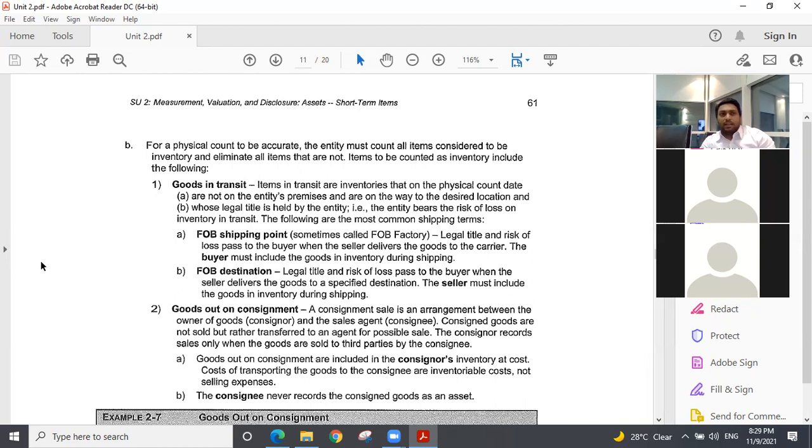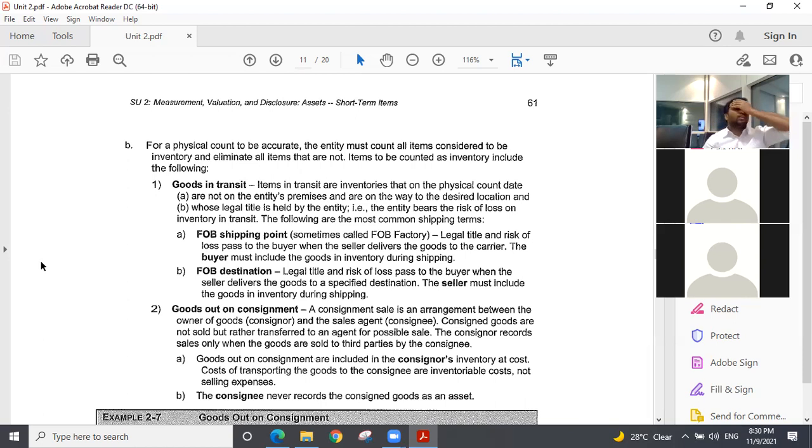Then goods out on consignment. A consignment sale is an arrangement between the owner of goods and the sales agent. The consigned goods are not sold but rather transferred to an agent for possible sale. The consignor records sales only when the goods are sold to a third party by the consignee. Goods on consignment are included in the consignor's inventory at cost. The cost of transporting the goods to the consignee is an inventoriable cost, not a selling expense.